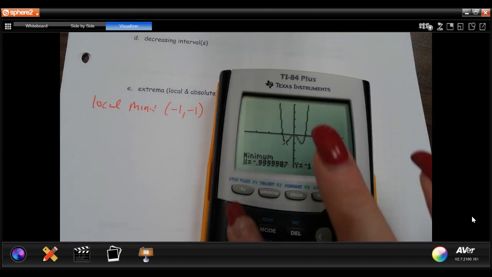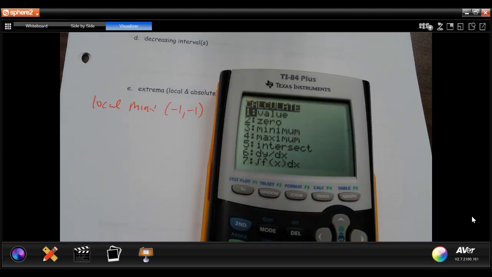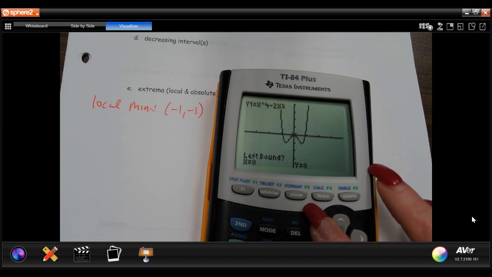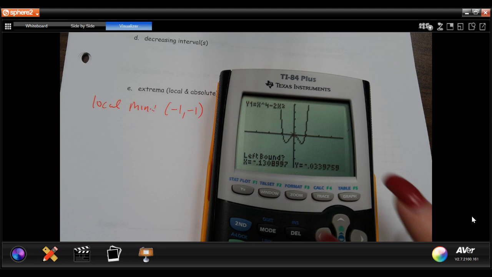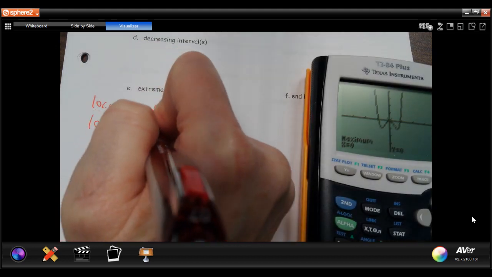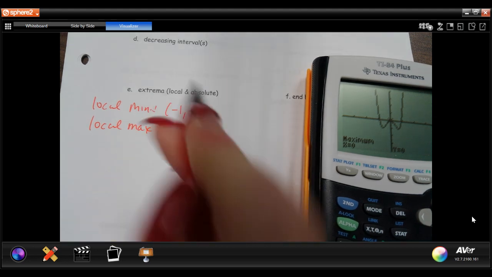Okay. Second, calculate minimum. Oops, sorry, I just hit maximum, so I'll do the maximum. I'm looking for the highest y value, which is the smallest. Oh, okay. It actually goes at 0, 0. So left, enter, right, enter, back to 0, 0 for a guess. Yeah, it is 0, 0. So that's local max is at 0, 0.